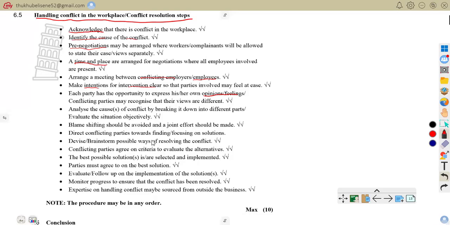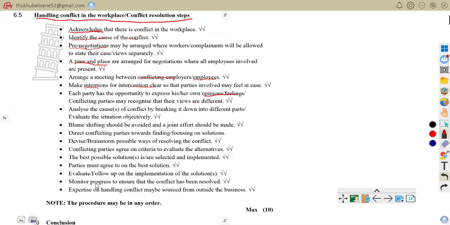Direct conflicting parties towards focusing on solutions. Devise or brainstorm possible ways of resolving the conflict. Conflicting parties agree on the criteria to evaluate the alternatives. The best possible solution is selected and implemented. Parties must agree on the best solution.